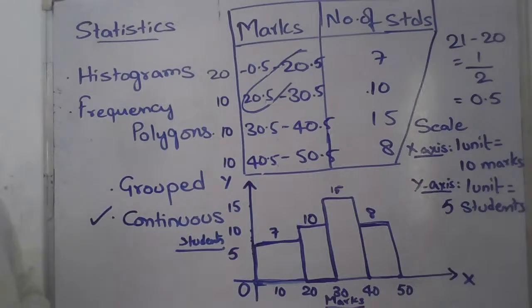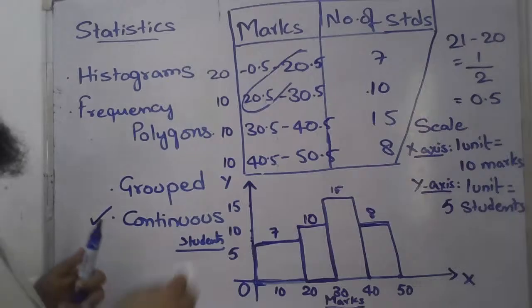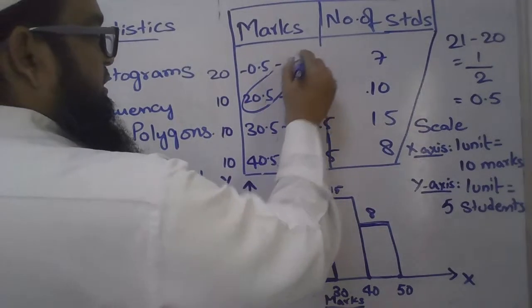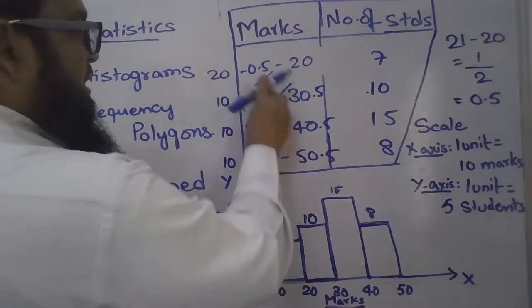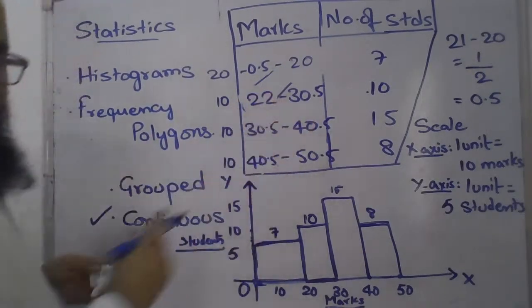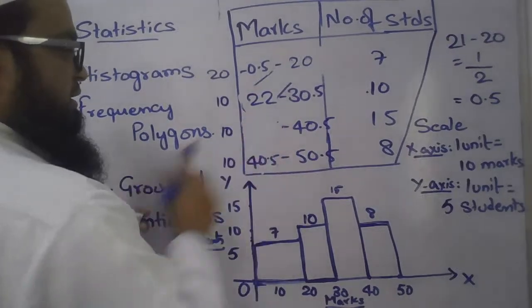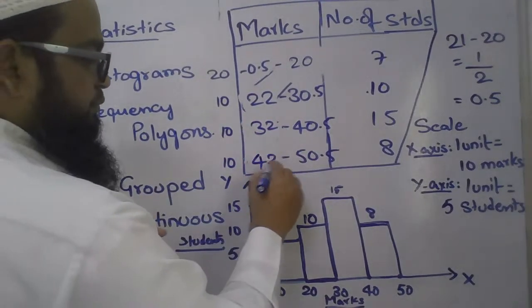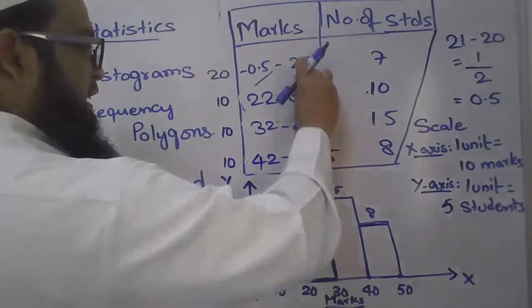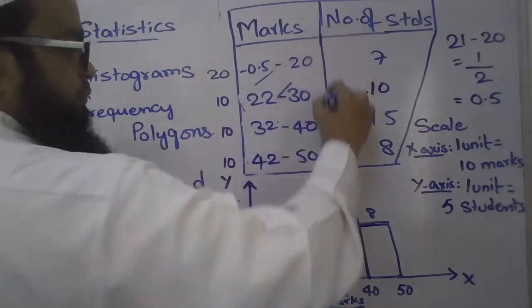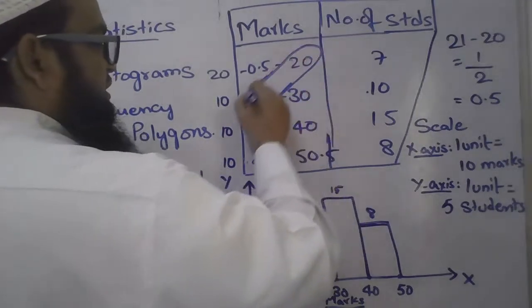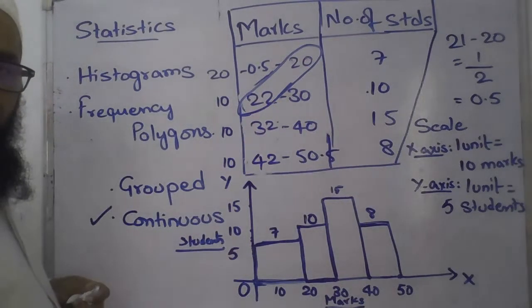Okay, yes, it has become continuous. Now one more, if you have any doubt. For example, instead of 21, if they give you 22, and here it is 32, and here it is 42, and 30 and 40, then what do you do? The same process. Find out the difference between the upper limit and lower limit.